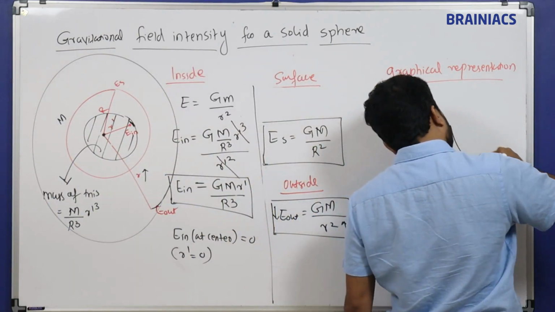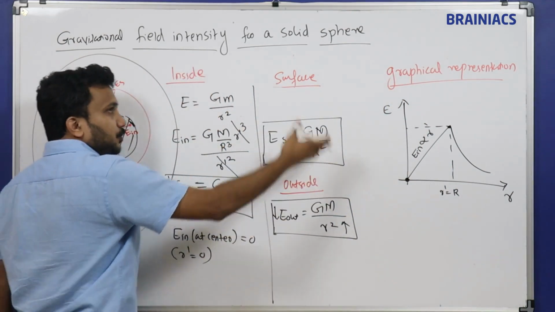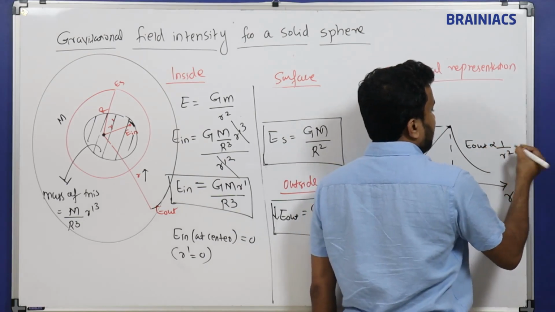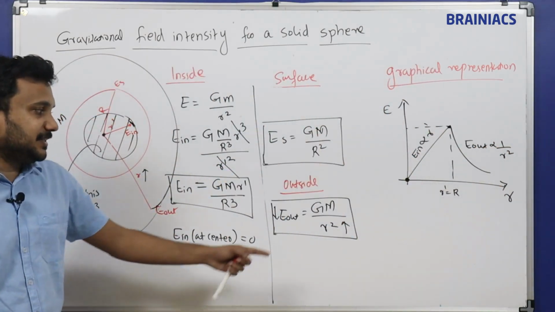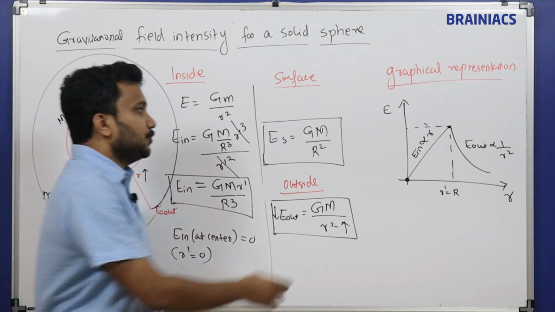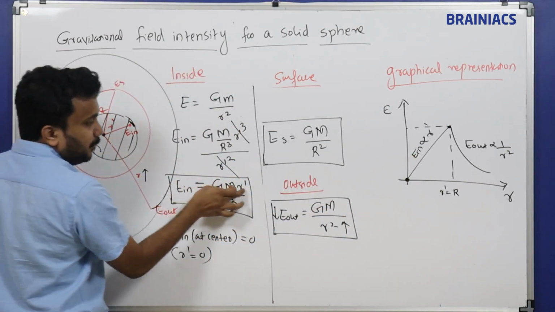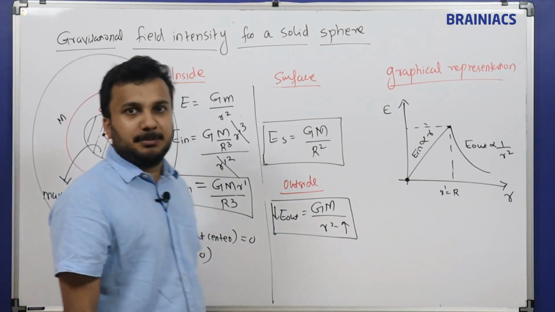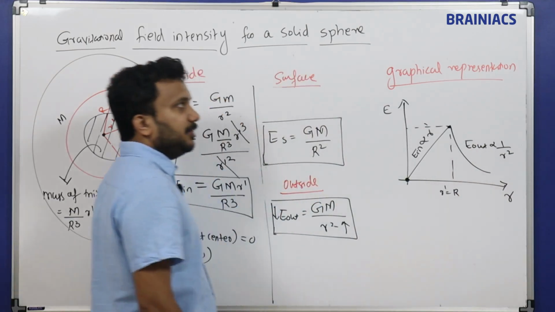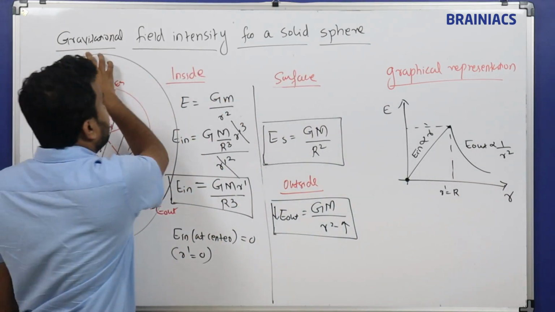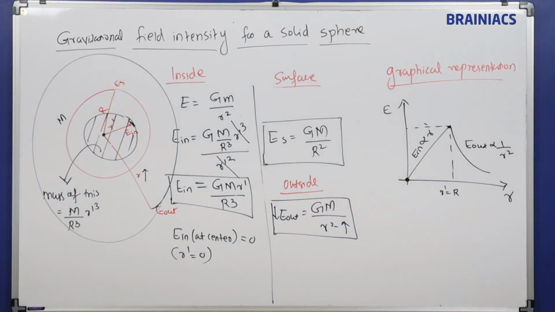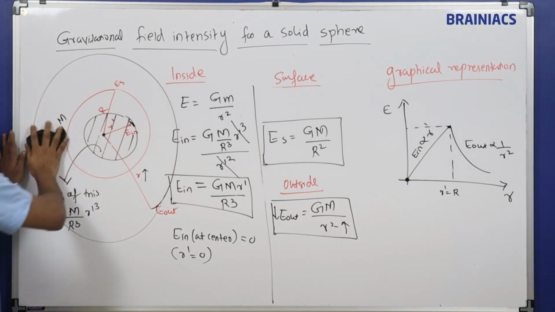So it's not a straight line, it's a quadratic equation, with a power equal to 2. So it's parabolic in nature. E out is proportional to 1 by r square. Make sure that it is a parabola, because it is a square equation, quadratic in nature. Here it is a straight line, because E in is proportional to r dash, like y equals mx, the straight line equation format. This is the graphical representation of the variation of gravitational field intensity in a solid sphere. Remember this topic, it's very, very important.